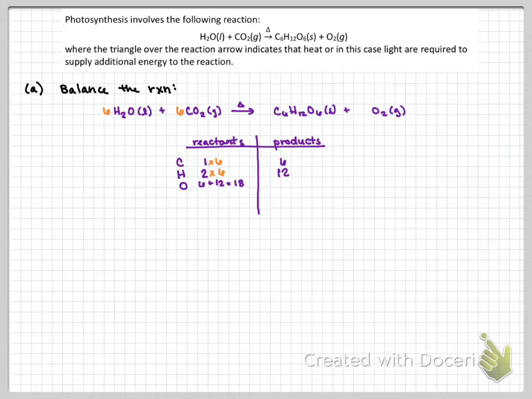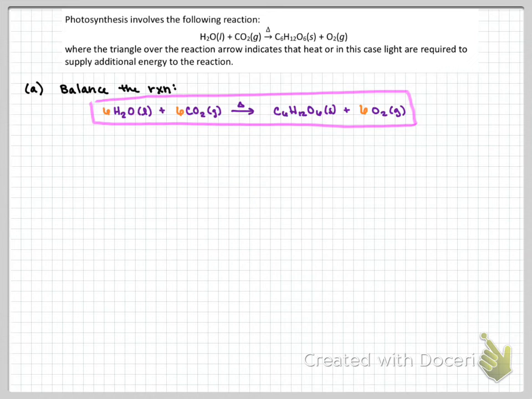If we go to the product side, we have 6 coming from the sugar and 6 coming from the oxygen. In order to balance this, we could multiply the oxygen atoms by 6 to give us 6 plus 12, which does equal 18. So this is the same as putting a coefficient of 6 in front of the oxygen molecule. So our balanced reaction is 6 waters plus 6 carbon dioxides in the presence of UV light reacts to form 1 sugar and 6 oxygen.